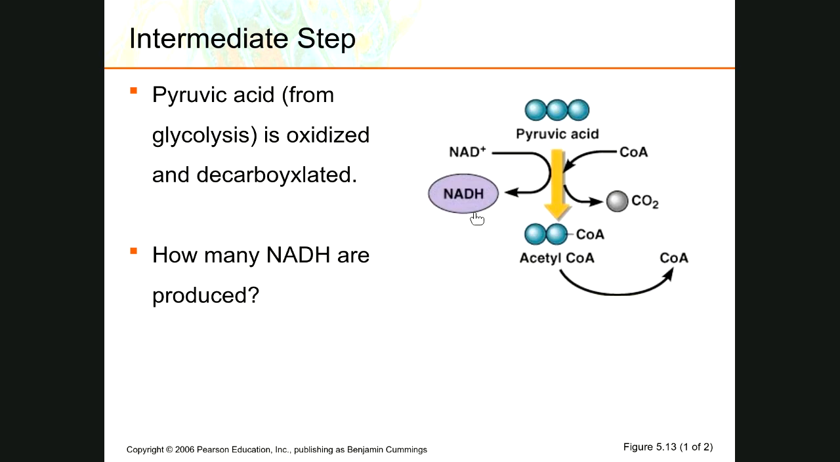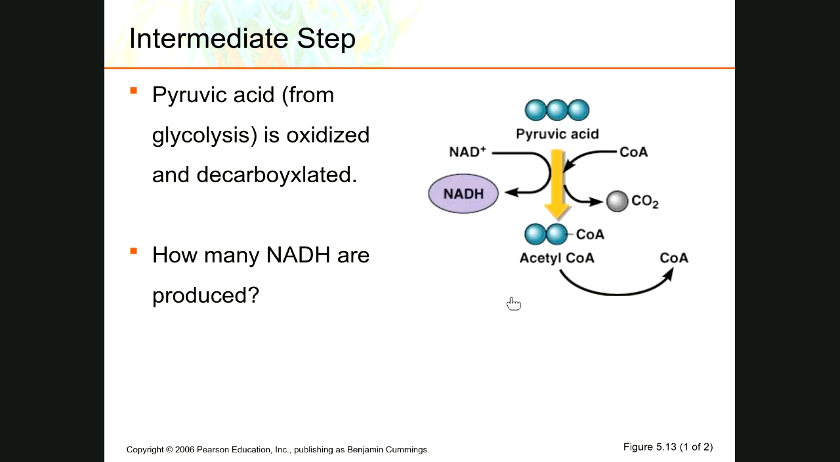So the electrons are carried to the electron transport chain for the purpose of making what? ATP, right? ATP. Now, how many molecules of NADH are produced in this intermediate step? I know it sounds like a simple question, but how many NADHs are produced here at this step?